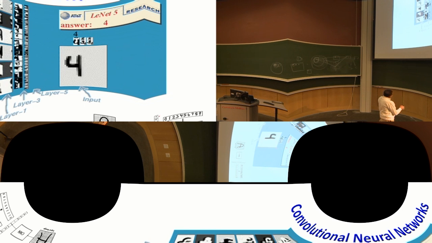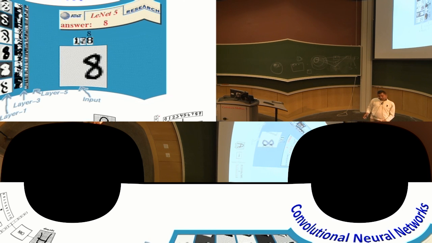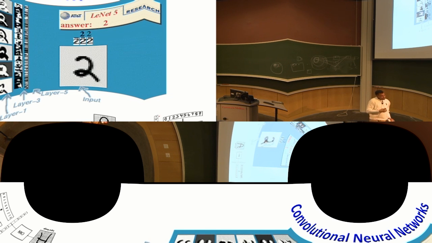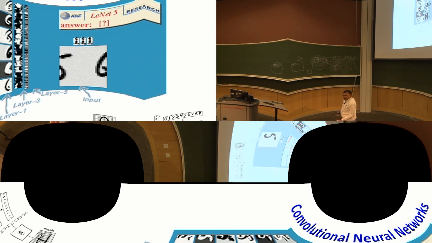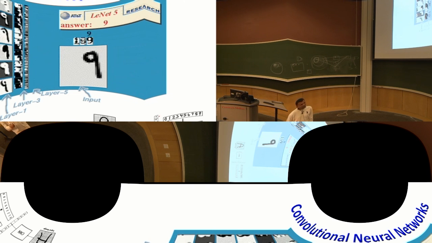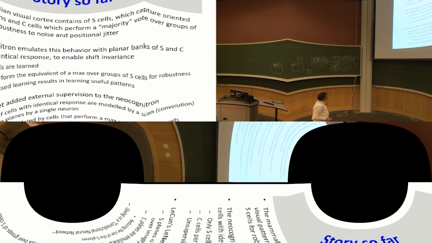You can see that as the input comes in, this is also position invariant, because you're scanning the entire input, and this kind of explains the grandmother neuron behavior, right? Now, the story so far: the mammalian visual cortex consists of S cells, which capture oriented visual patterns, and C cells, which perform a majority vote over groups of S cells for robustness to noise and to jitter. So the neocognitron emulates this behavior with planar banks of S and C cells with identical responses to enable position invariance. And only the S cells are learned.